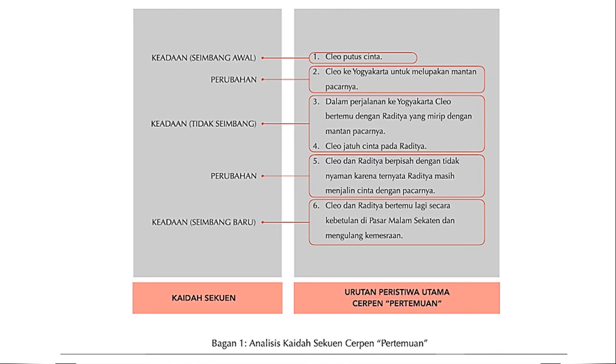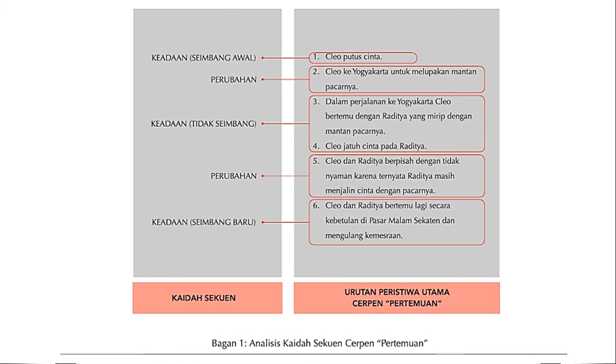The recognition or realization stage in this short story is Cleo's trip to Yogyakarta, where she meets a boy who looks like her ex-boyfriend, and then she falls in love with him. And then the next stage is repair the damage, or restore order.